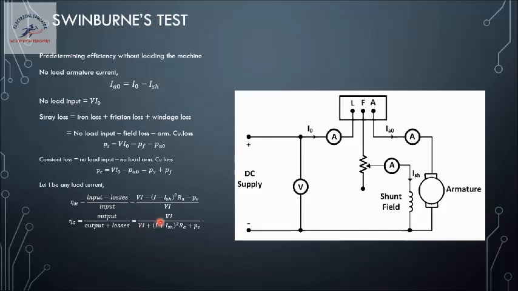Output obtained when it is working as a generator is V into I for any value I. And the armature current of a generator is the total generated current. From that current, part of the current goes to the field. So the load current plus the field current is equal to the armature current when it is working as a DC generator. From the armature current, part of the current goes to the field and the remaining goes to the load.